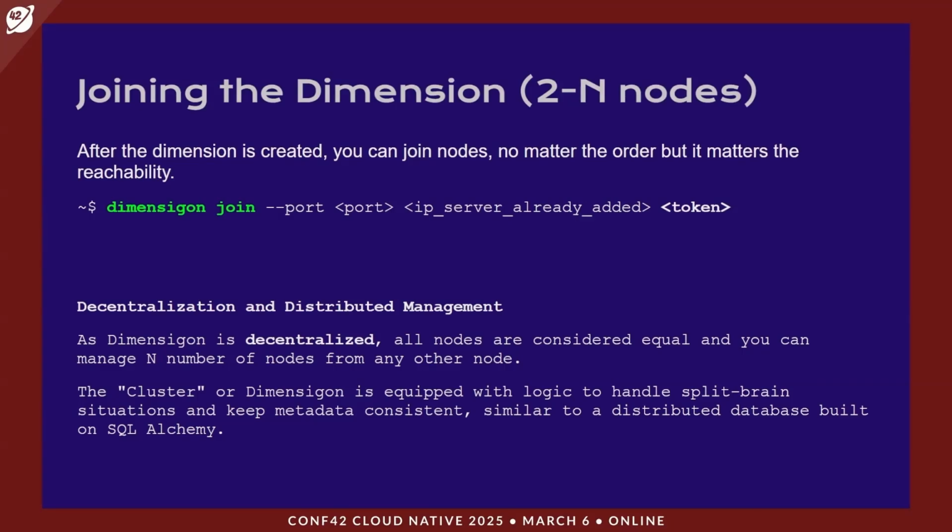This is called a dimension. This cluster already has some logic to handle the split brain in case there is network instability, and it also has a mechanism to keep the metadata consistent between the surviving group. This is all a distributed database built on top of SQLAlchemy.